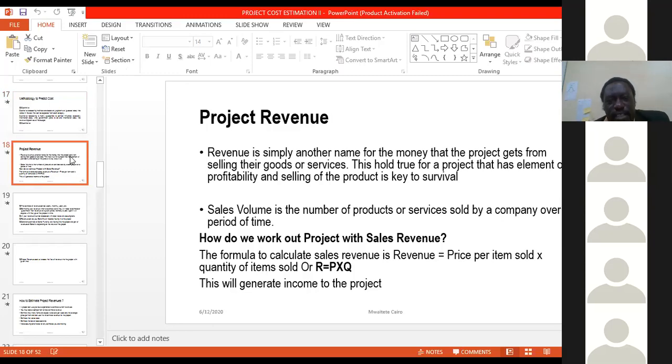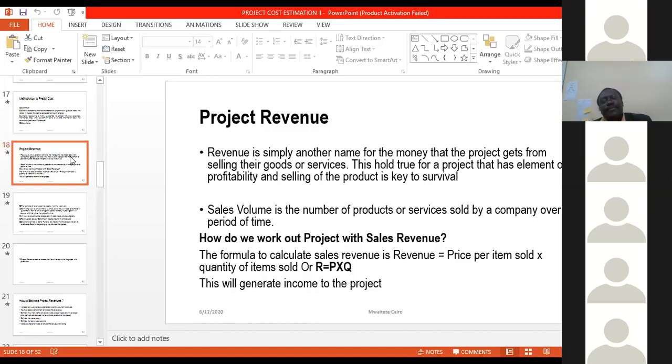Revenue is simply another name for the money that the project gets from selling its goods or services. So how do we get revenue? We get revenue out of selling the output, maybe the products. We get revenue out of selling services or providing services. Services can be in the form of consultation, depending on the way you see yourself.